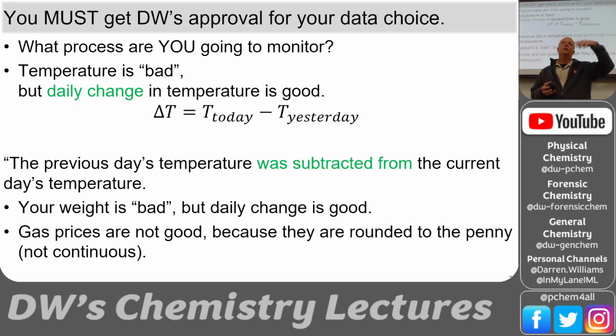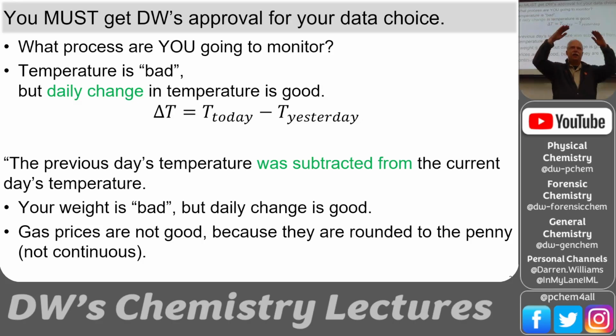When it goes out of control, you do your research. You have a little log that says the data went out on this day and here's the result of my research and here's the URL where I found the data that I'm talking about. So you need to decide what process you're going to monitor. Temperature's bad, but daily change is good. But this is how you need to calculate the daily change.